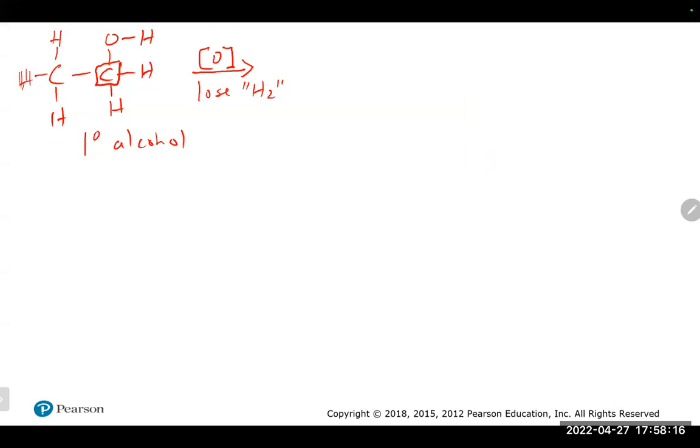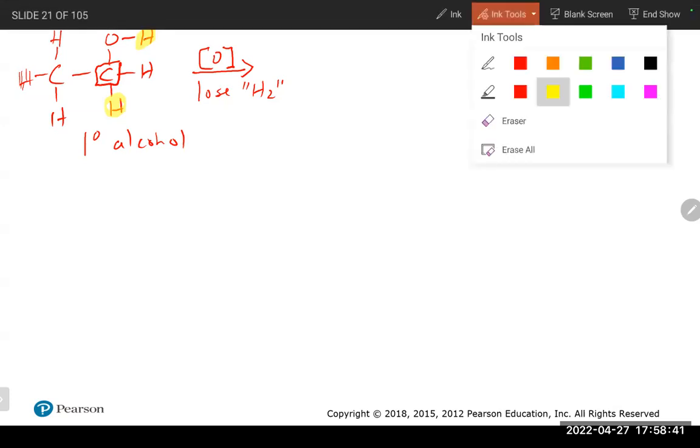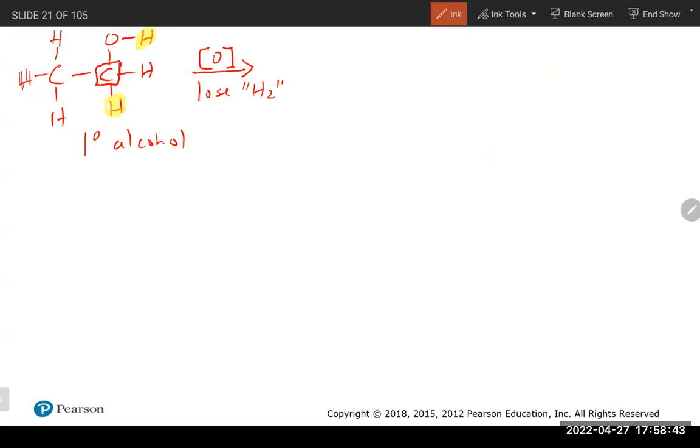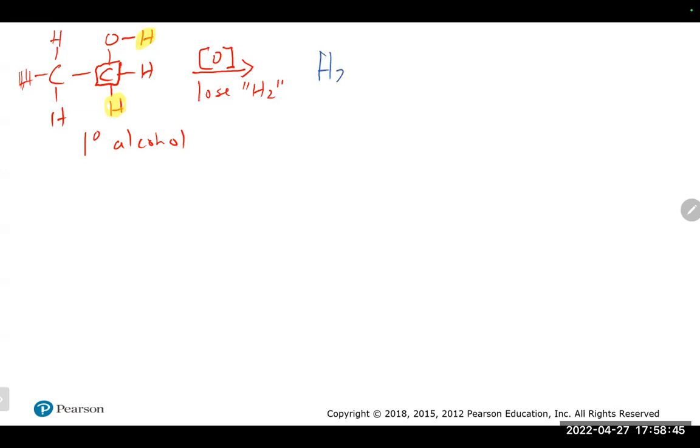You're going to take an H off of the carbon that's attached to the OH group. So it really doesn't matter which one, but I'll just take this guy. So we're going to take a hydrogen off of that carbon. And then 100% of the time, it is the hydrogen that is part of the OH group that also goes as well. So we're going to take a hydrogen off of there. And when we do that, that is basically the oxidation part of it. We get our loss of H2 coming out on the other side from those two that are there.